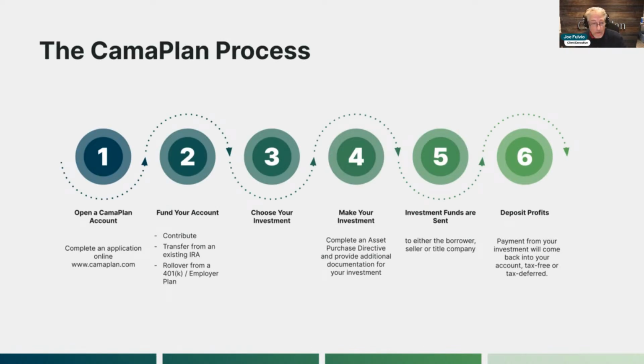Okay, it's a lot simpler than even this. Actually, there's really three steps to this whole process. One is you're going to open your account, then you're going to fund your account, and then you're going to make an investment and operate that investment inside of your IRA. It's a pretty easy process. We have it all online.